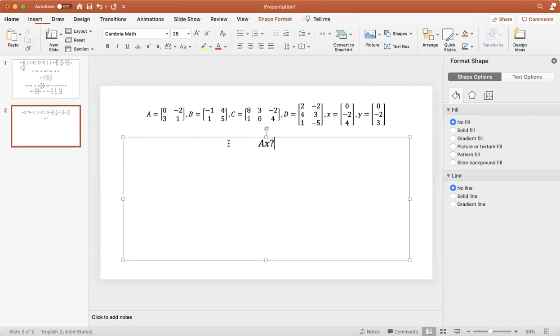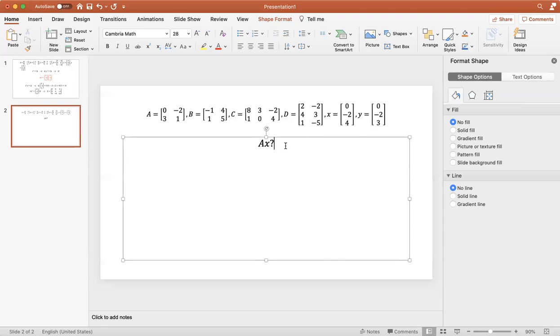Is this even possible? Obviously, it's not because you have a 2 by 2 matrix here and a 3 by 1 vector, right? The number of rows of X exceeds the number of columns of A. So AX is not possible. Same goes for B, right? So B times X is not plausible, because the number of columns of B doesn't match the number of rows of X, so you cannot do that.